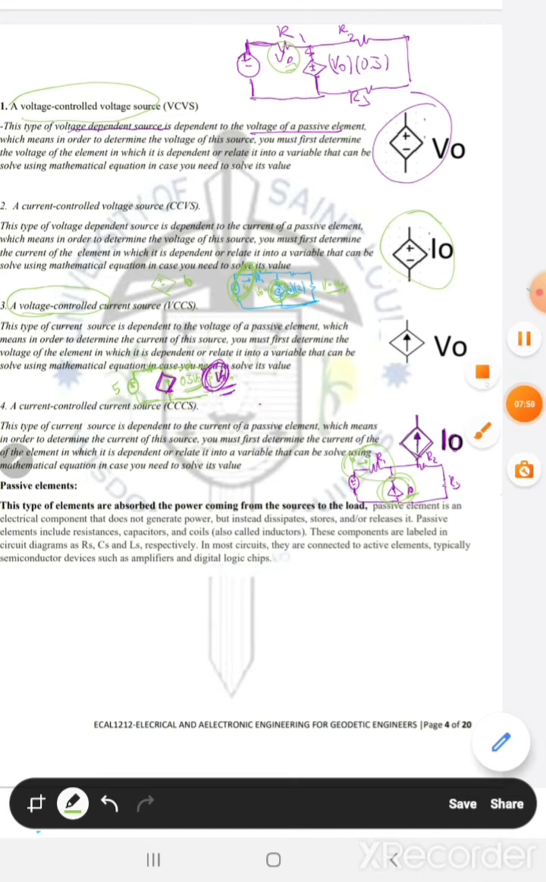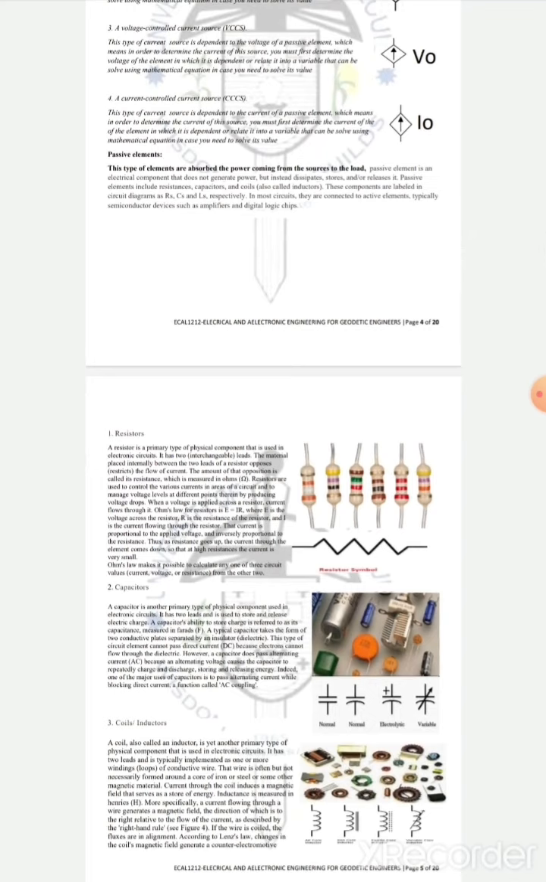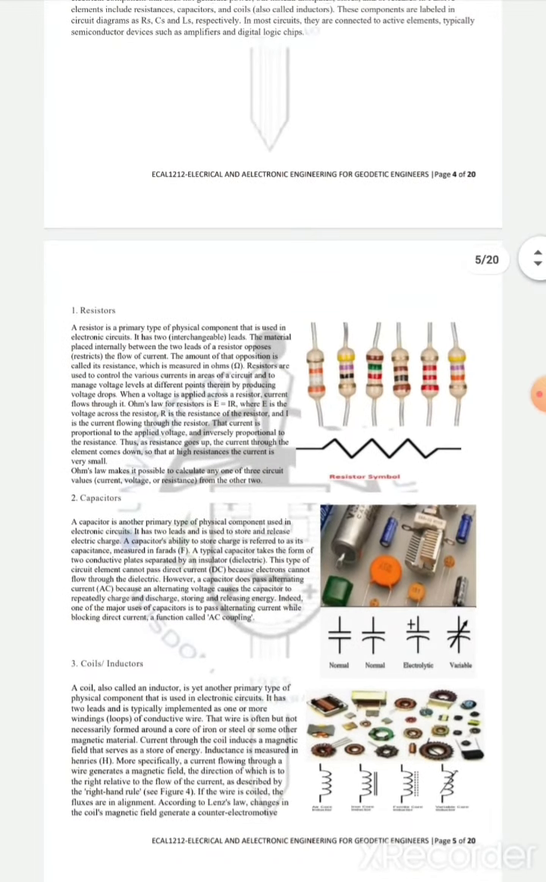Okay. Guys, since we are through with our active elements, we will now go through our passive elements. Your passive elements are the elements that absorb power coming from the source to the load. There are three major types of passive elements: resistor, capacitor, and inductor. Each element will be discussed as we go on with our topic in Circuits 1, but in our prelim and midterm, we will focus on resistors.